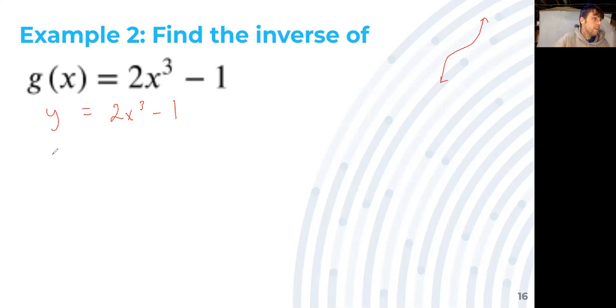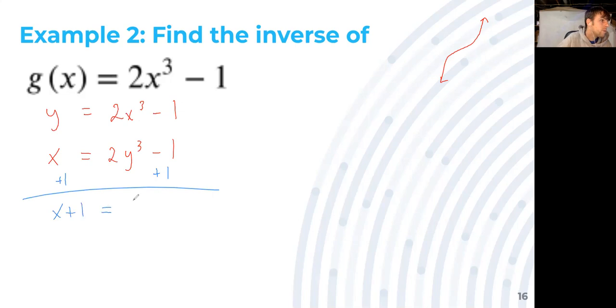Okay, next step, I believe this is step 3. Step 1 is check that it's one-to-one. Step 2, write it in terms of y. Step 3, interchange the x and y variables. Step 4, solve for y. Again, this is the more complicated step, takes more to do, but this one's not too bad. I'm going to need to add 1 on both sides. I get x plus 1 equals 2y to the third. I need to divide by 2.